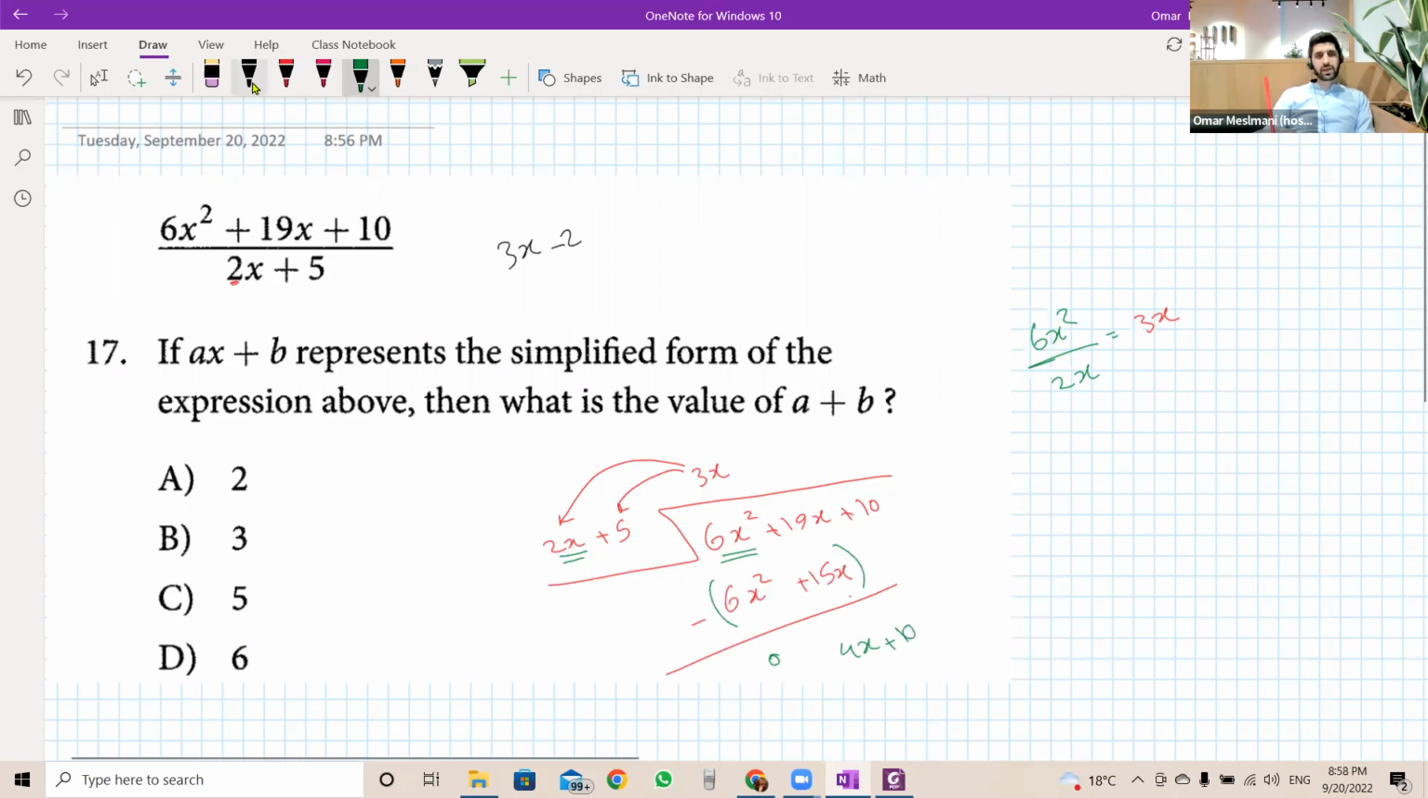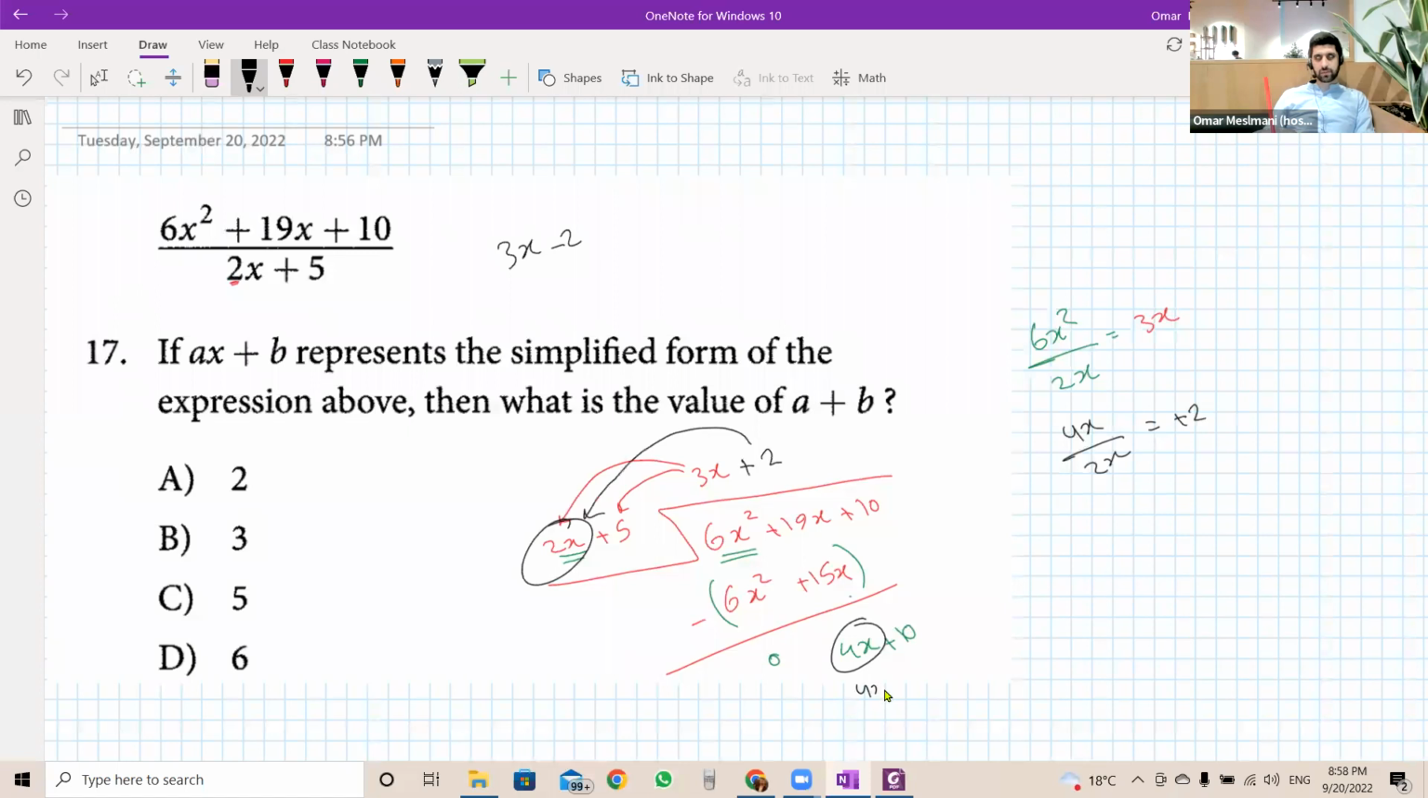And now, mentally again, take the first value in here and the first value in there and divide them: 4x divided by 2x. What is the answer? It's 2. So 2 times 2x is 4x, and 2 times 5 is 10. You subtract, and the remainder is 0. So what is the answer you have at the end? I have 3x plus 2.